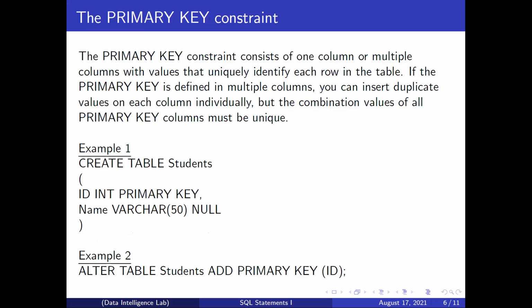Another very important constraint is the primary key constraint. In fact, primary key is widely used, and the primary key constraint combines two-in-one constraints in the sense that when a column is defined as primary key, then the values in that column must be unique, and then it must not be missing. There must be a value.